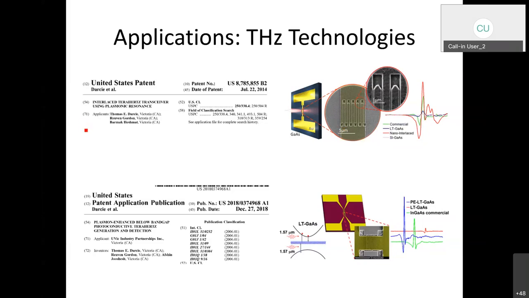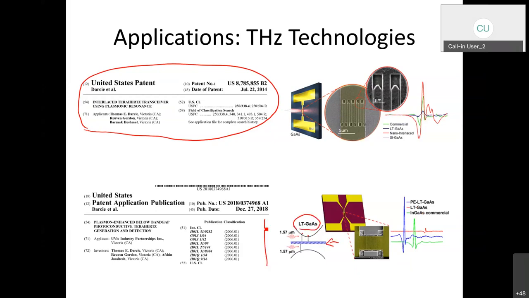So that was one area where we patented using plasmonics for terahertz photoconductive antennas. Here's another example where we use low temperature grown gallium arsenide, which has arsenic clusters in the mid-gap state. So this is the energy of the electrons in the semiconductor. And we can then use very inexpensive 1.57 micrometer wavelength femtosecond lasers.